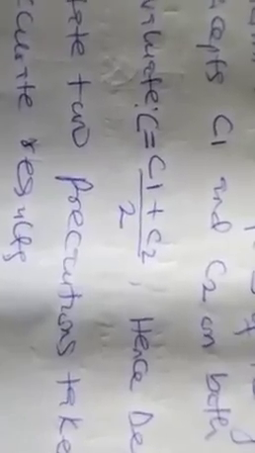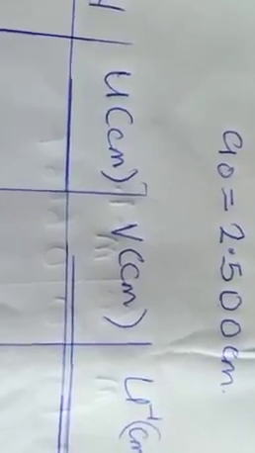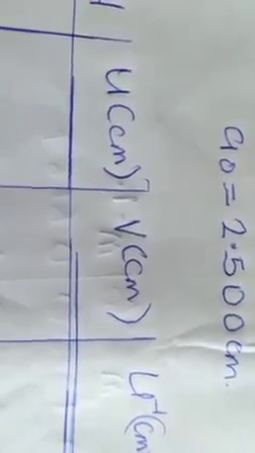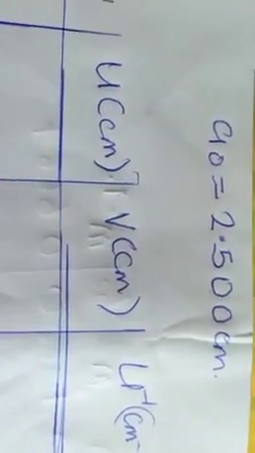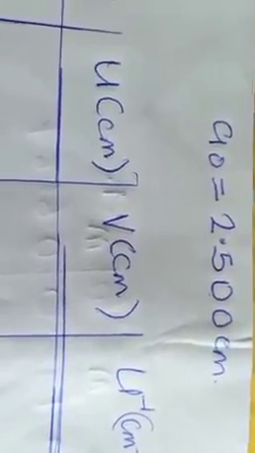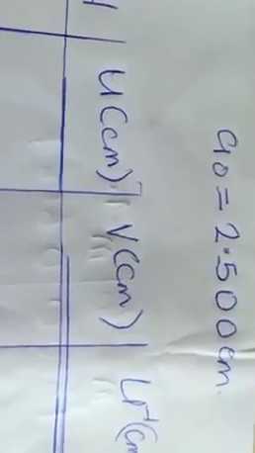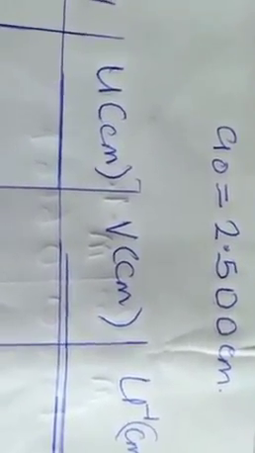So let's go to the calculations now. This is the table of readings prepared for our experiment. And then AO, as we said, is the size of the opening on the ray box, the diameter of the crosswire on the ray box. We are taking 2.500 as the size of that opening, the diameter of the crosswire. You use a ruler to measure it.